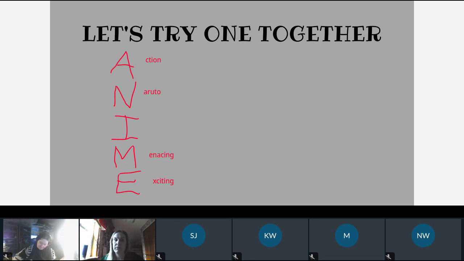Okay. The last one I see is inevitable. One of the things to think about too is what we want the reader to understand when they're reading an acrostic poem. Even though it can be a real simple poem, we want the intention to be clear. So if I don't know what anime is, and I see this poem about anime, and I see these descriptions, I think, okay, it's something action.